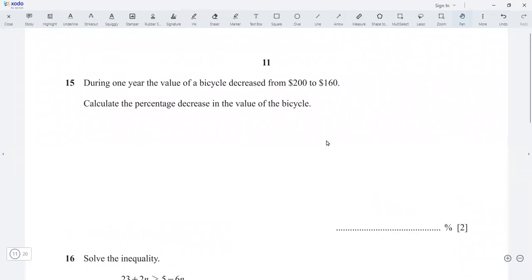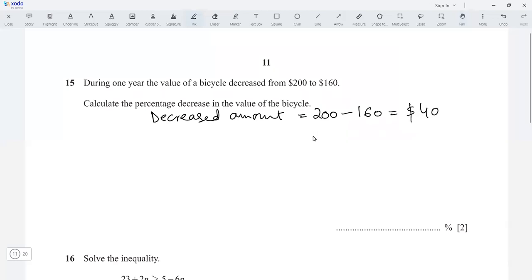In the next question, during 1 year, the value of a bicycle has decreased from 200 to 160, and we have to tell the percentage decrease. So how to find percentage decrease? In order to do this, we first of all have to find the decreased amount. The decreased amount is $40, meaning 200 minus 160 equals $40.